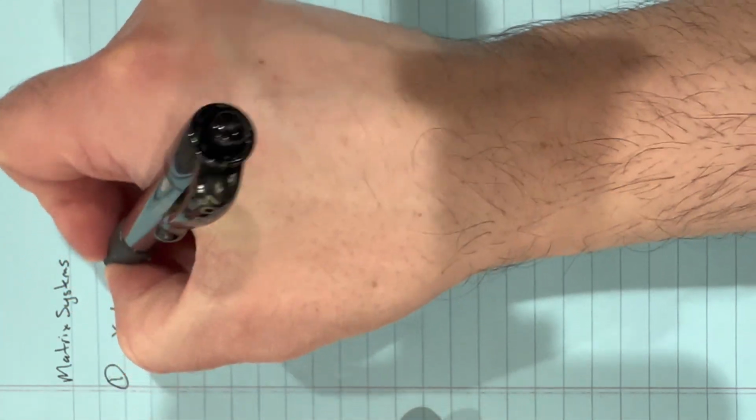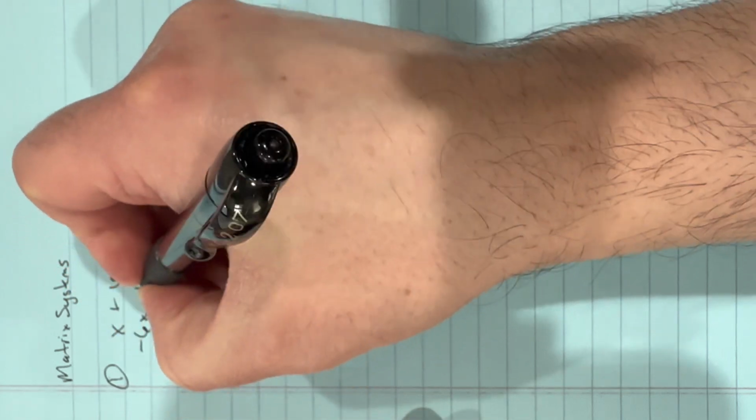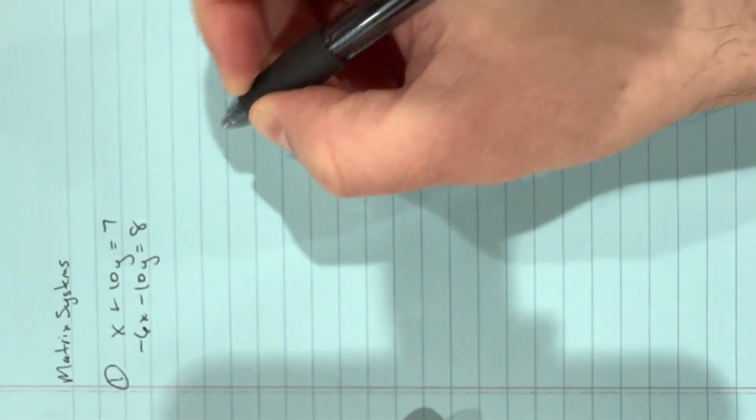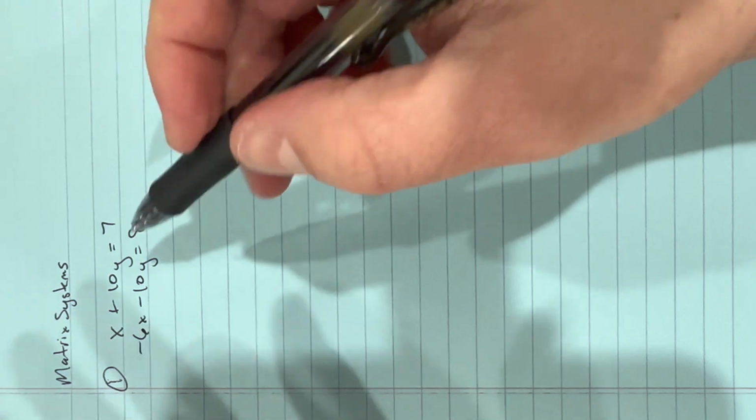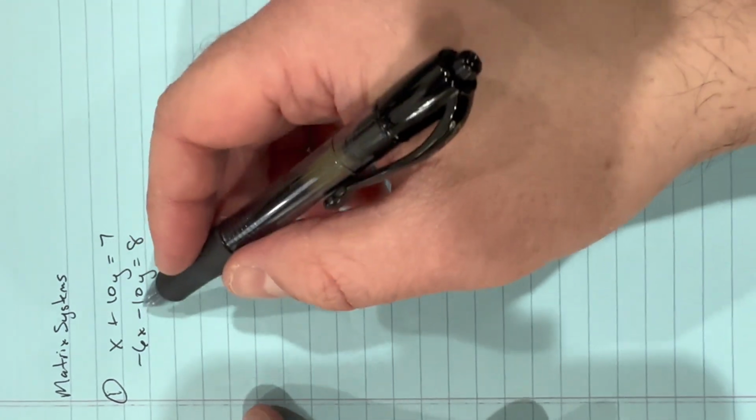So our first example is going to be x plus 10y equals 7 and negative 6x minus 10y equals 8. Right, so first things first, we don't really need a matrix to solve the system. We could just use elimination, right? Because we could just add down. But obviously, we have to make things harder for ourselves for no reason, right? So here's what we're gonna do.